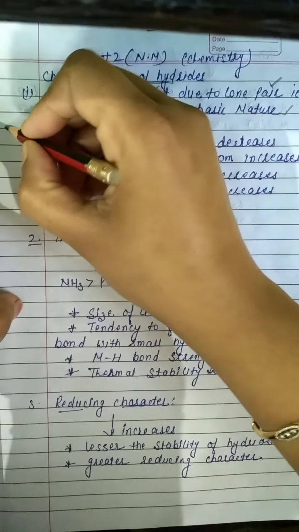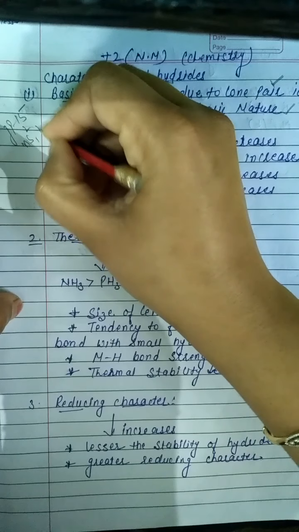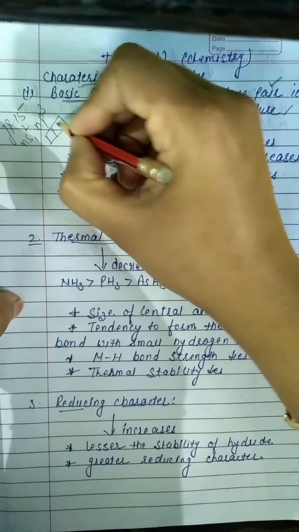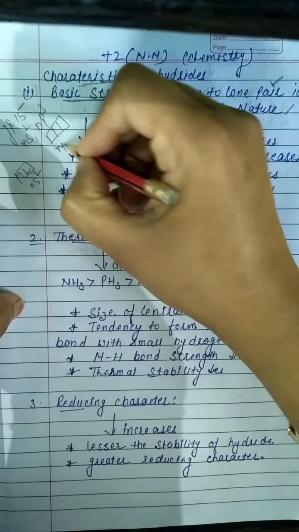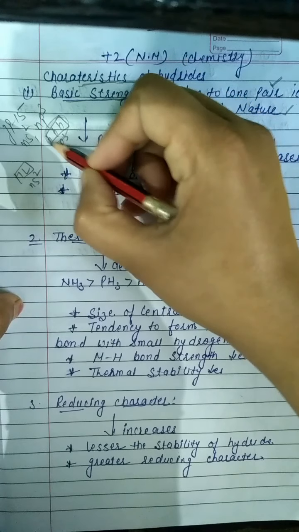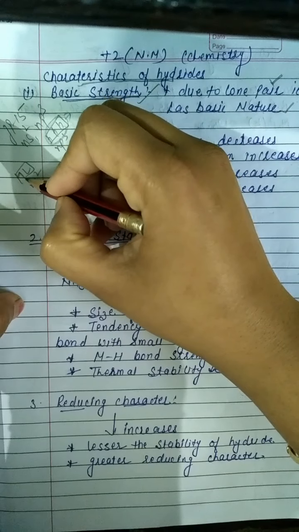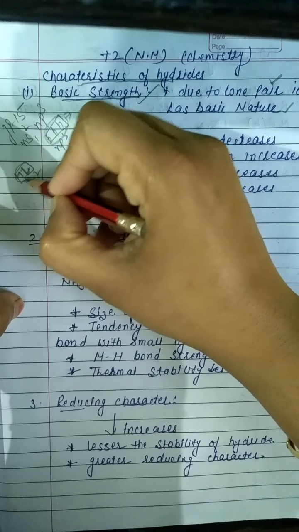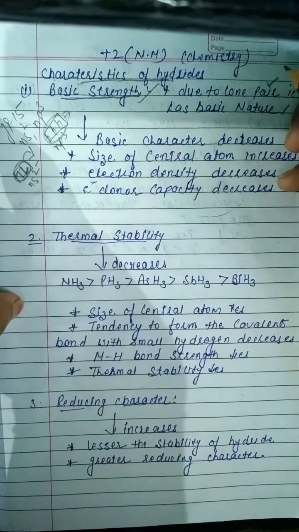For example, we are talking about group 15, and the configuration is ns2 np3. These half-filled orbitals participate in forming covalent bonds. But this one lone pair is present, and it has a high tendency to donate the electron pair. So that's why they show basic nature.